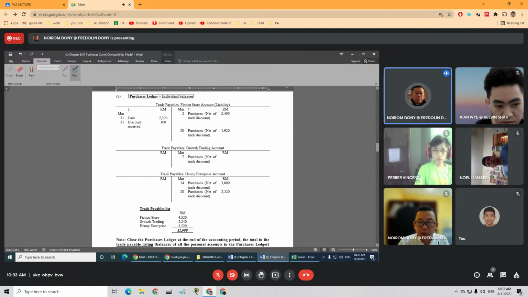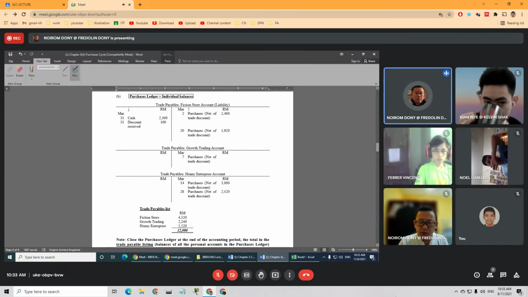So for the purchases, you must record the net of trade discount, 2,400. That is referring to the last column of your purchases journal, 2,400. And then we have two occasions for Fiction Store, on the 2nd and 20th. The same goes with Henry. We have transactions 14 and 28.